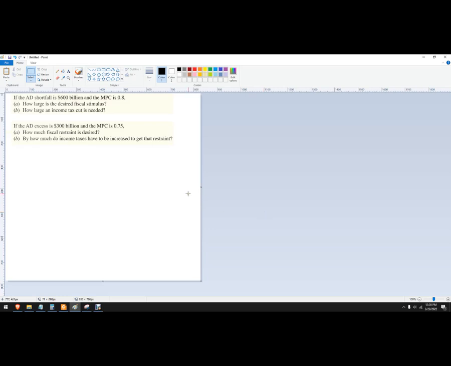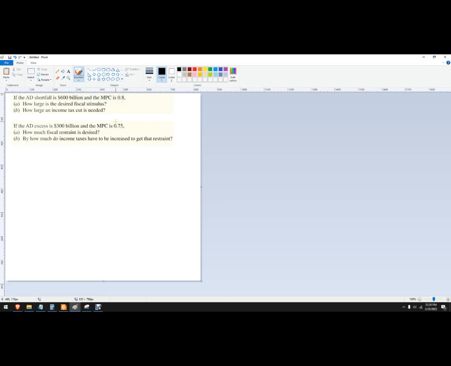We've got a couple of macro fiscal spending type problems. They're worded a little bit differently, so let's go through them. It's just different language to describe pretty standard operating Keynesian modeling.